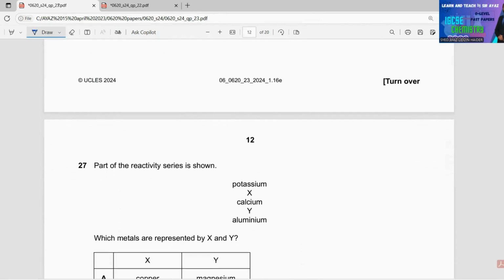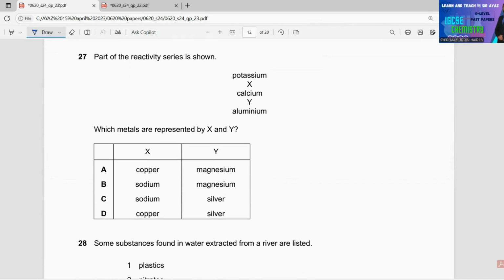27. Part of the reactivity series is shown: potassium, X, calcium, Y, aluminium. Which metals are represented by X and Y? This is something which you have to learn. You have potassium. After potassium, we have sodium. This is the symbol for sodium, Na. And after calcium, we have magnesium. Mg is the symbol for Y.